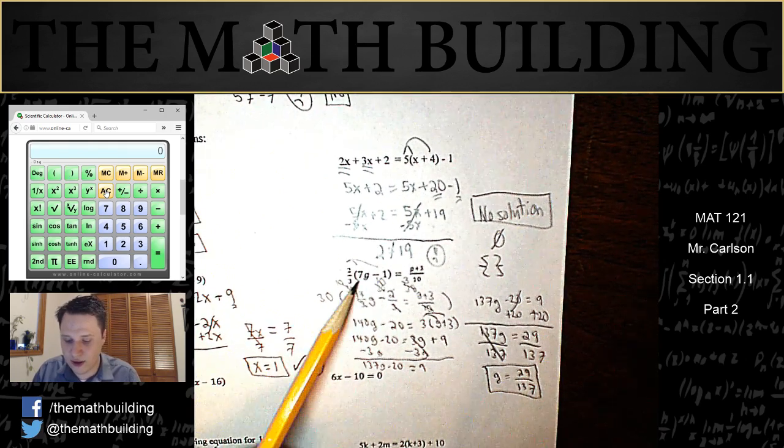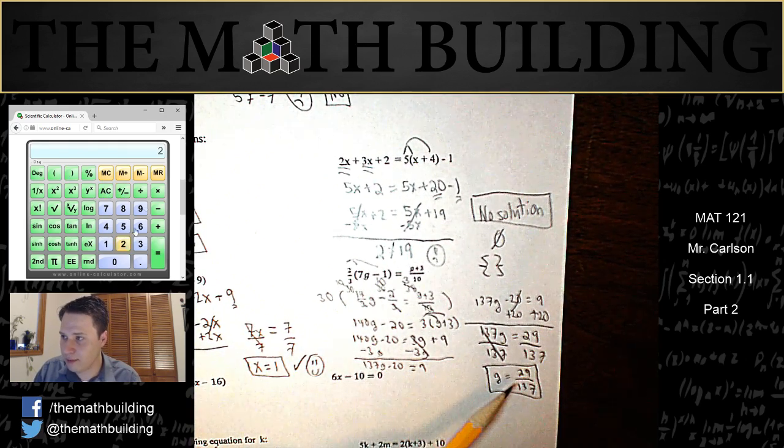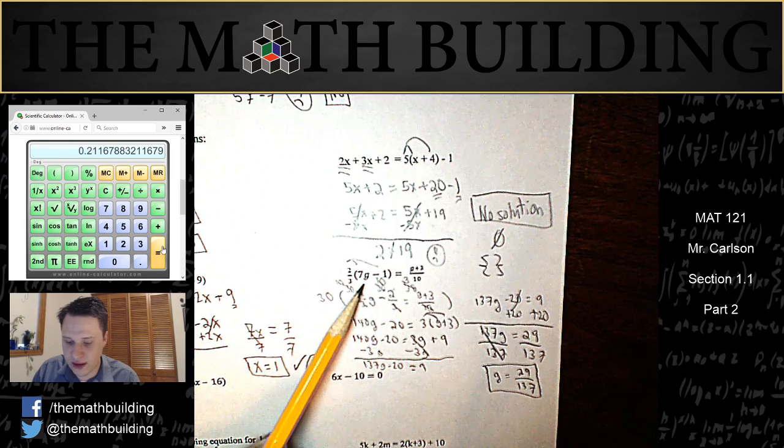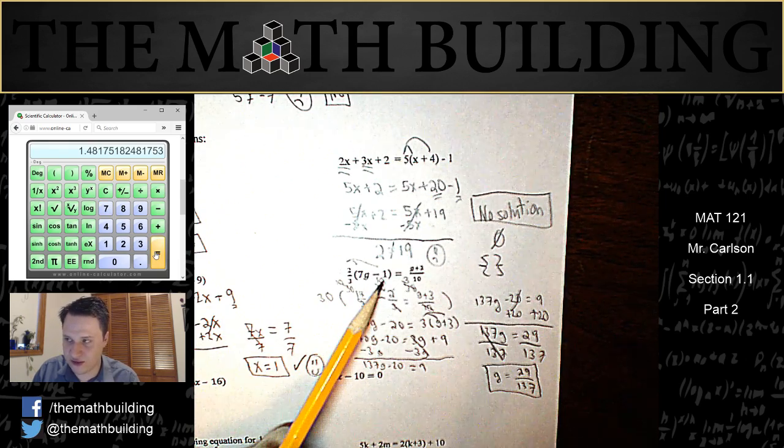First, let's see what we get on the left side. So again, my answer is 29 divided by 137. This is the answer I get. So on the left side, order of operations, multiply by 7 first, so times 7 equals. Now let's subtract 1.